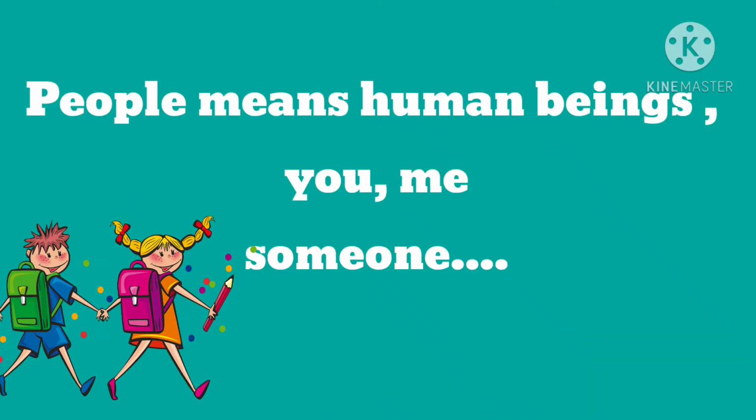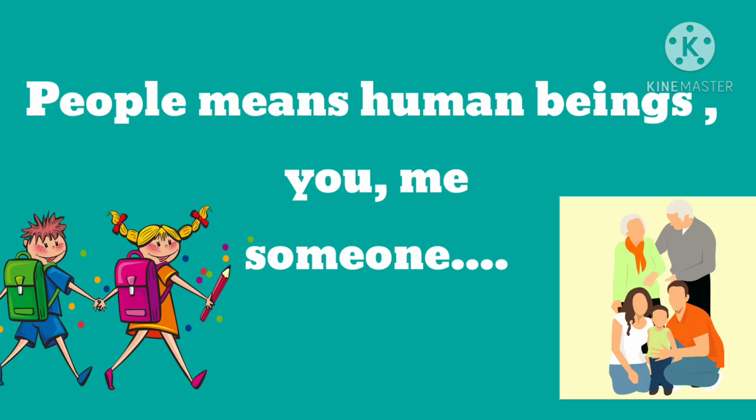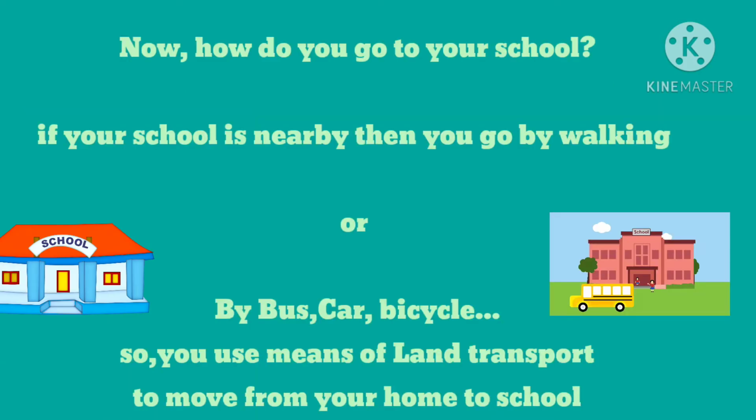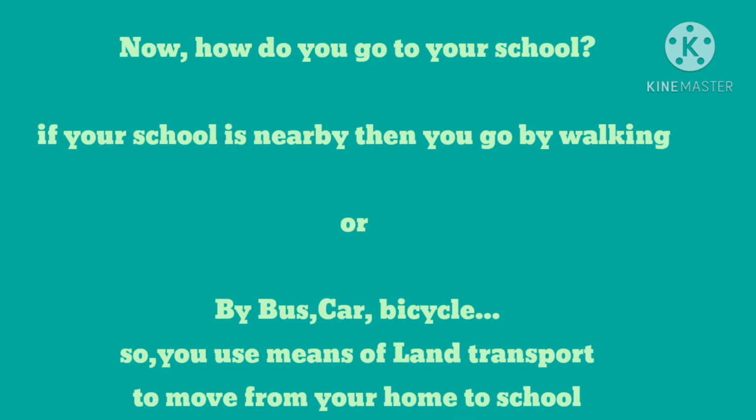People. People means human beings. You, me, someone. Now, how do you go to your school? If your school is nearby, then you go by walking or by bus, car, bicycle. So, you use means of land transport to move from your home to school.